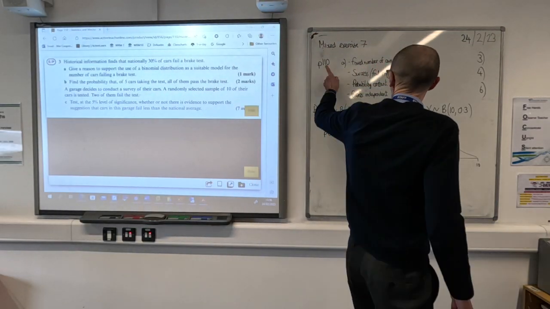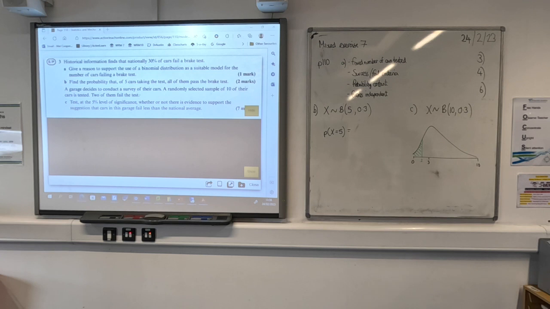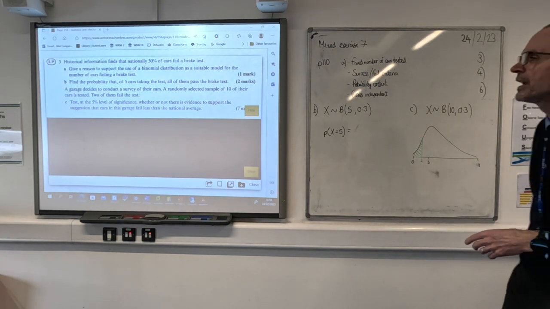Those of you at home, we're doing page 110, question 3. We're doing 3 questions from the mixed exercise, so you might want to pause at this point and have a go at question 3 first.